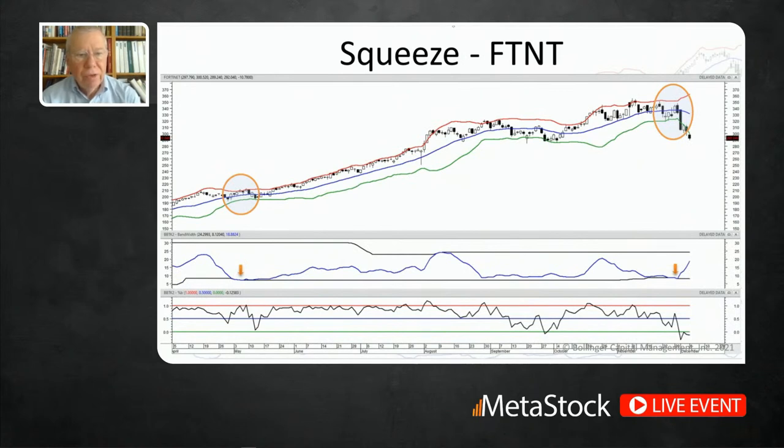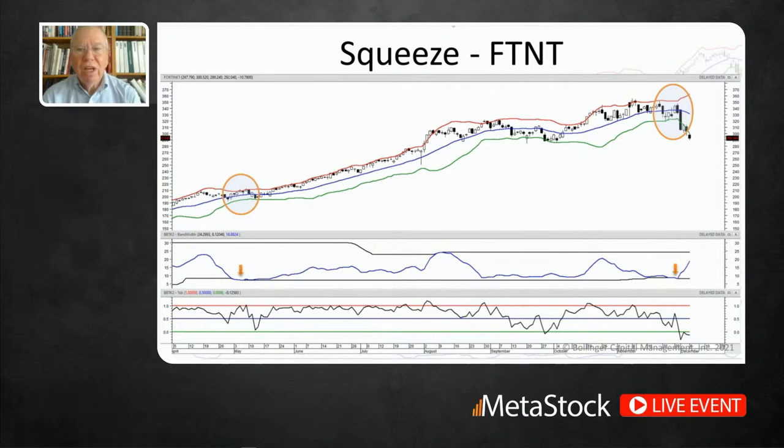So here's another great setup. This is the internet security firm, Fortinet. And you see a squeeze on the left-hand side that leads to a prolonged walk up the upper band. So these sorts of walks up the upper band are why we very specifically do not sell every tag of the upper band. We look for setups where the odds of success are in our favor, not paying attention to every tag of the upper band. And then over on the right side of the chart, you see another squeeze occur, and this one generates a breakdown.